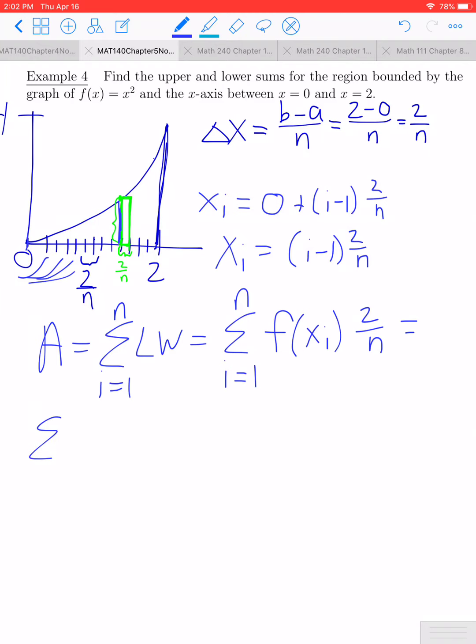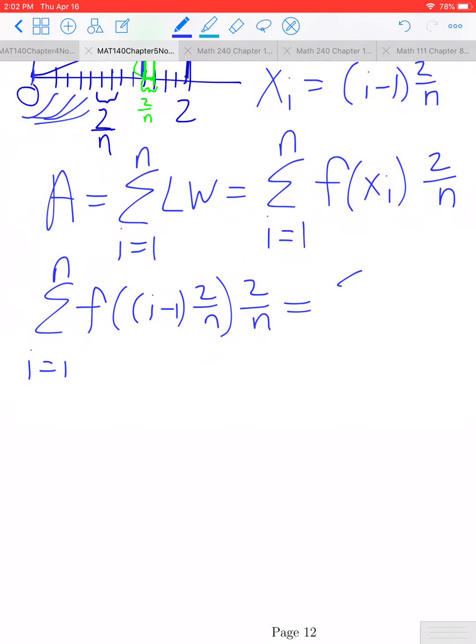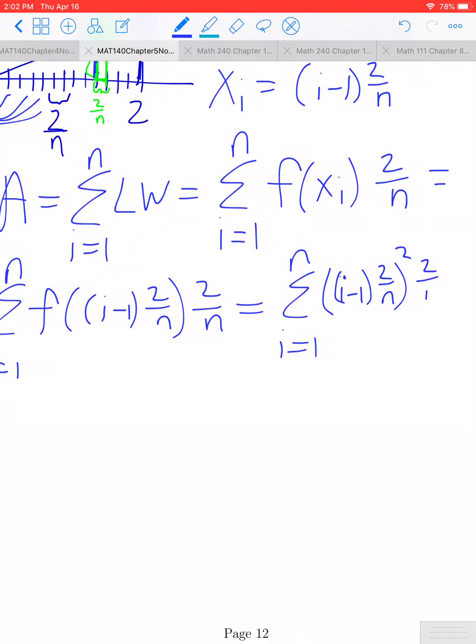So this is the sum from i equals 1 to n. I want to evaluate the function at x sub i. We said the x sub i was i minus 1 times 2 over n, where our function f of x is equal to x squared. So this should be equal to the sum from i equals 1 to n of i minus 1 over n, times 2, squared, times 2 over n.